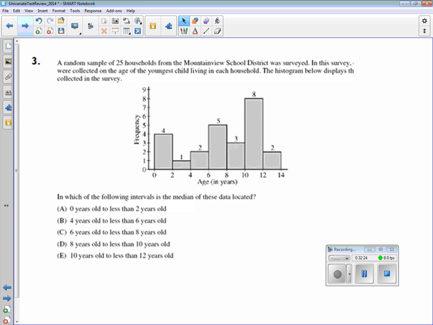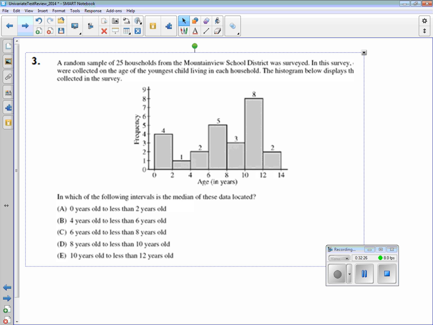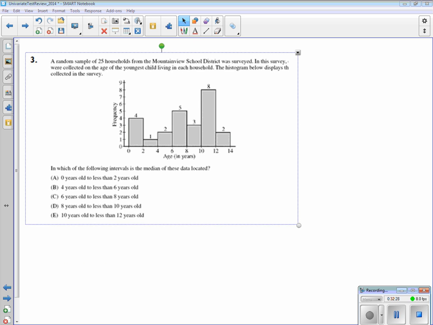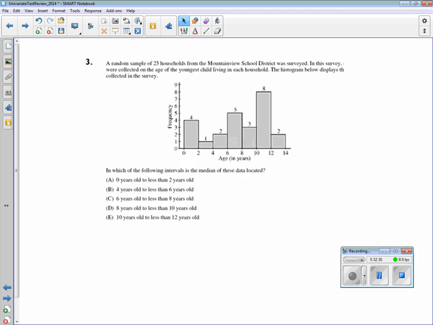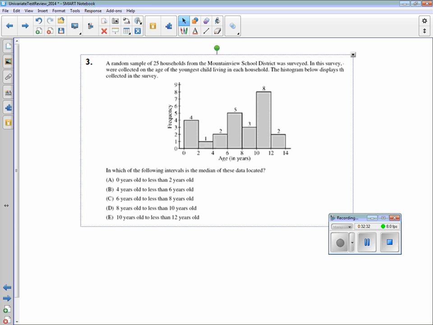This one's blurry again, isn't it? A little bit better, maybe? Sorry. Now you can't read the answer choices.